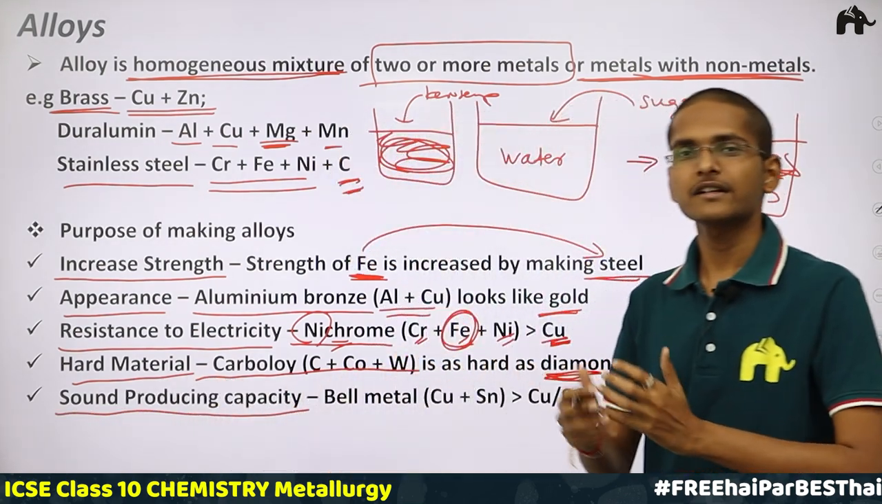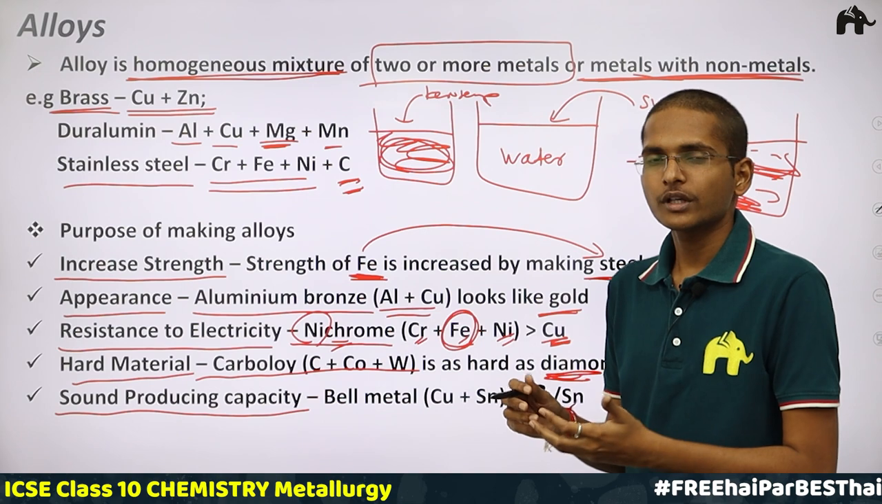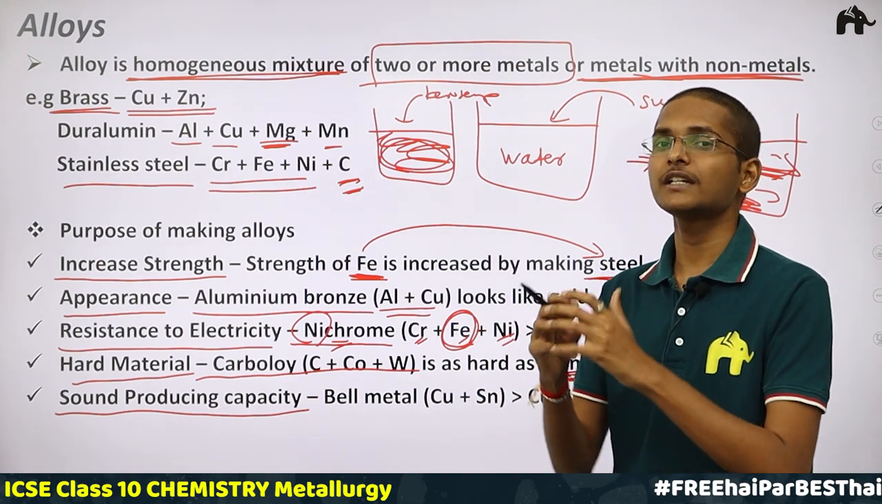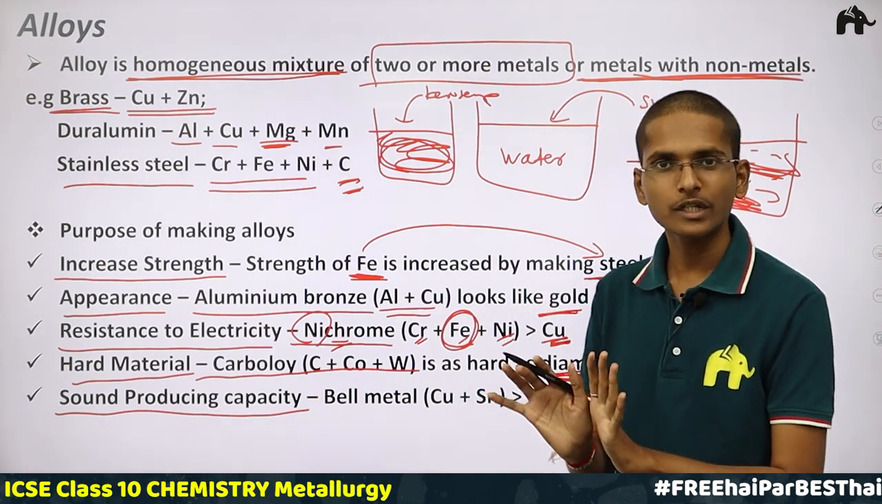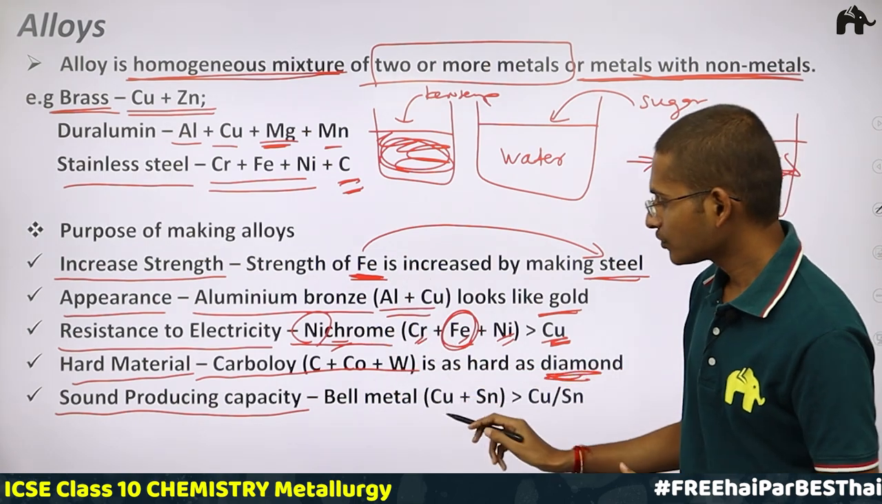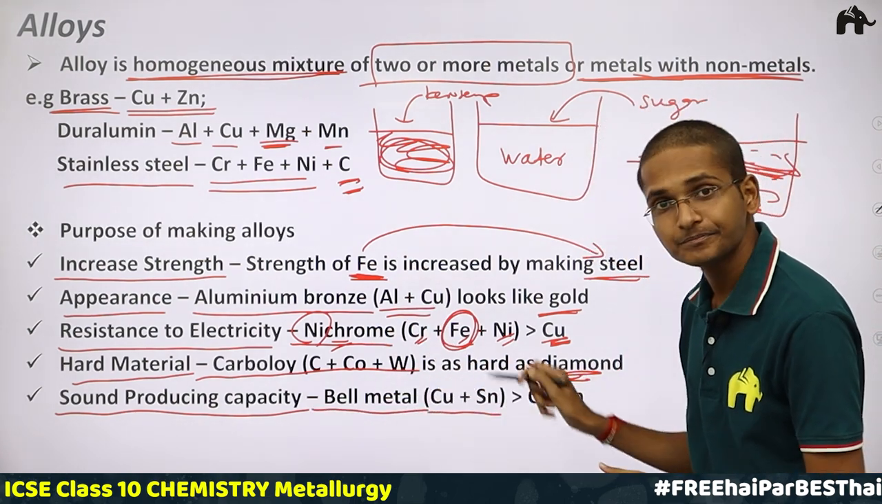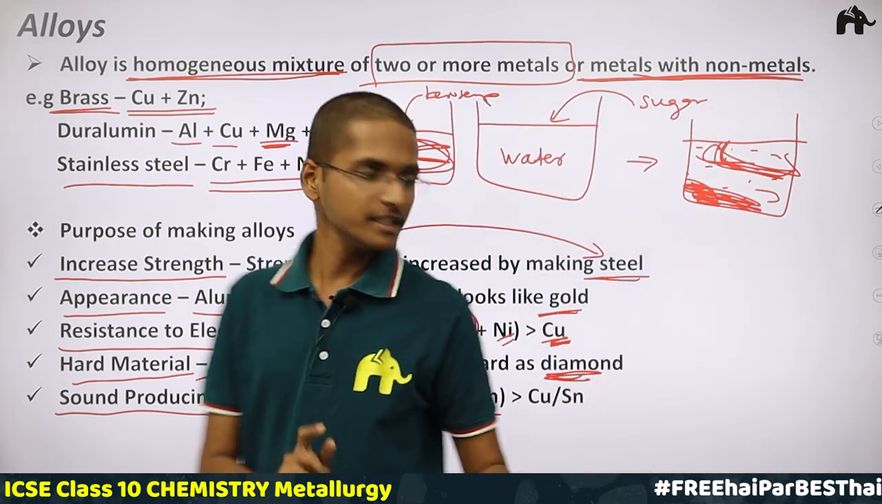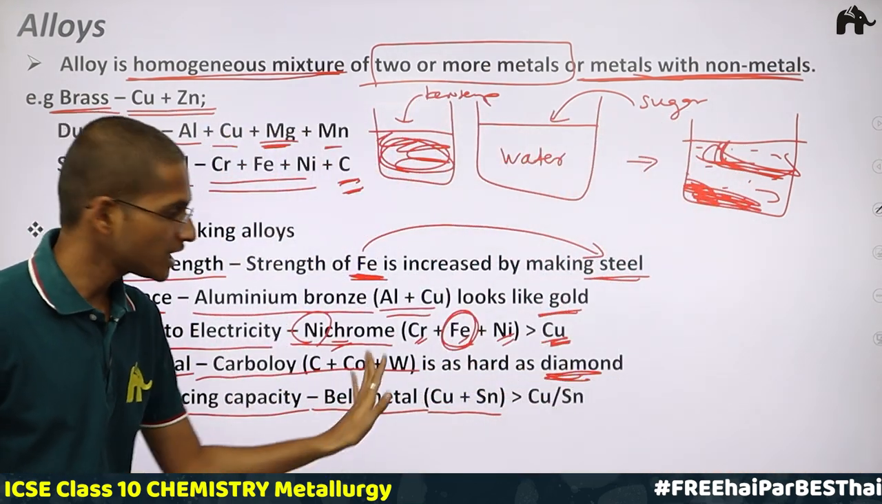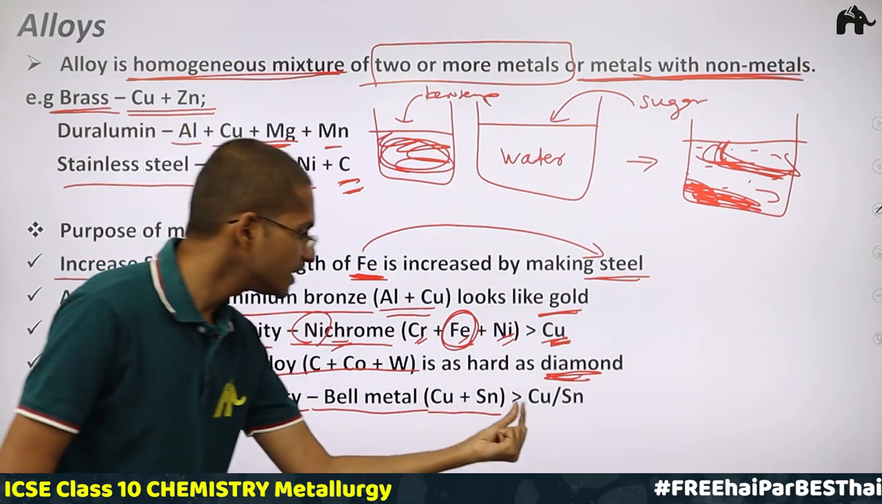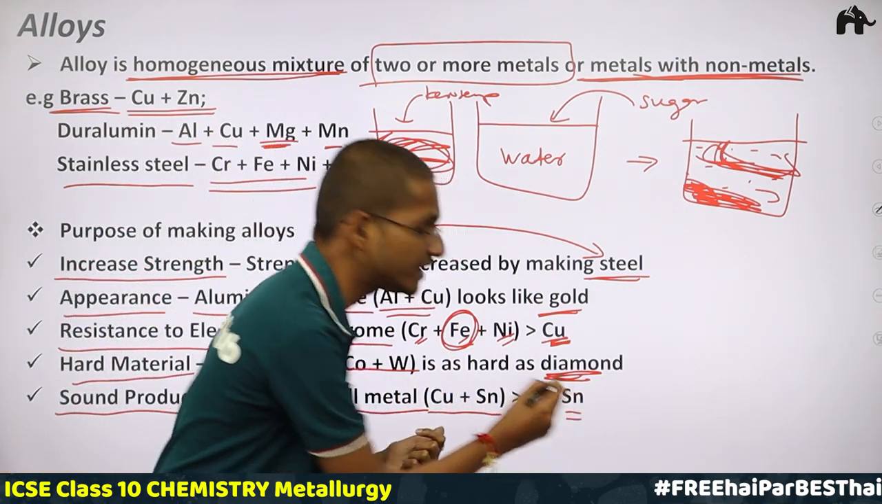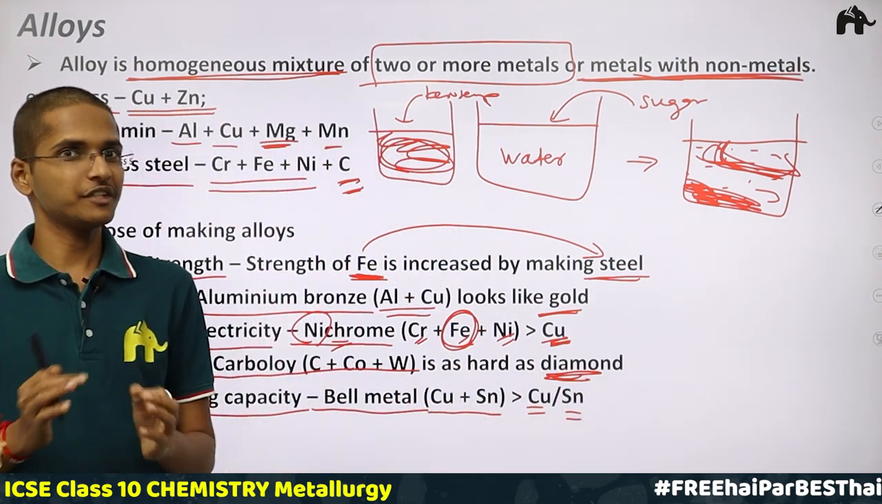And the last one is sound producing capacity. If you want a higher sound producing capacity than the metal, or if you want a material having very high sound producing capacity, we can make an alloy. For example, bell metal is an alloy made up of copper and tin. This alloy of copper and tin, bell metal, has more sound producing capacity than individual copper and individual tin. Very interesting.